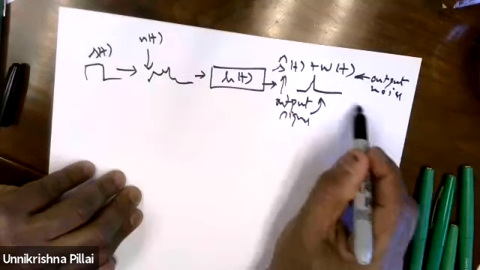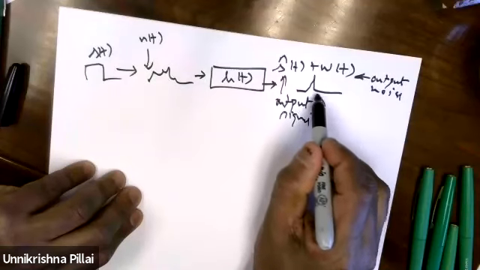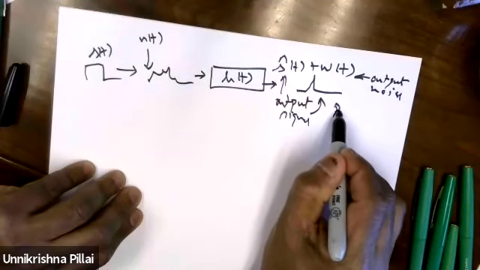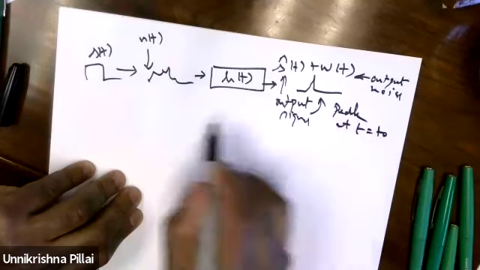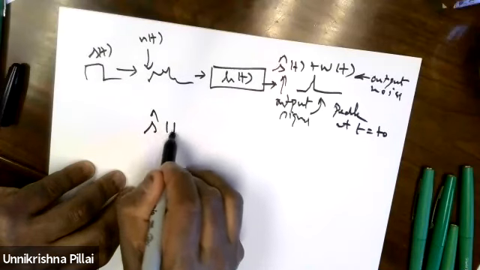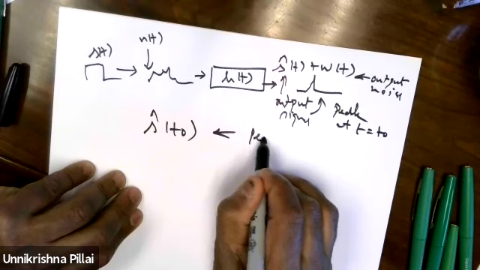Then we have some freedom. We can say that I want the peak to be at a certain time, peak at t equal to t0. So we can say that we want S hat of t naught to be the peak.